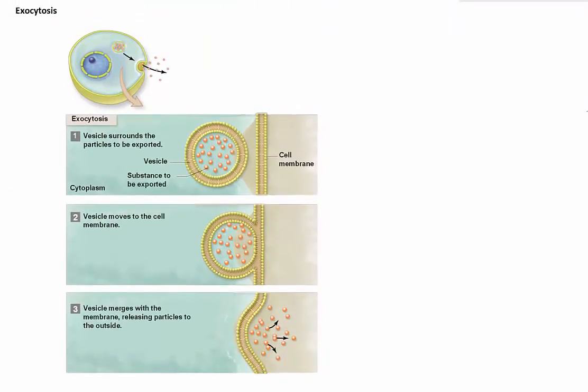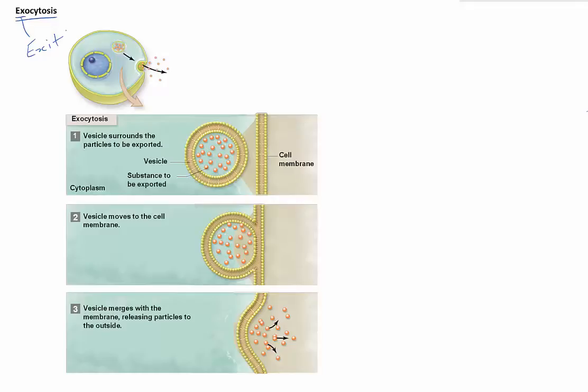So the opposite of this process is called exocytosis, and this is where large molecules and particles are transported out of the cell across the plasma membrane. And I remember this because I think of the EX as standing for the EX in exit, because this is what's occurring, is that substances are actually exiting out of the cell.